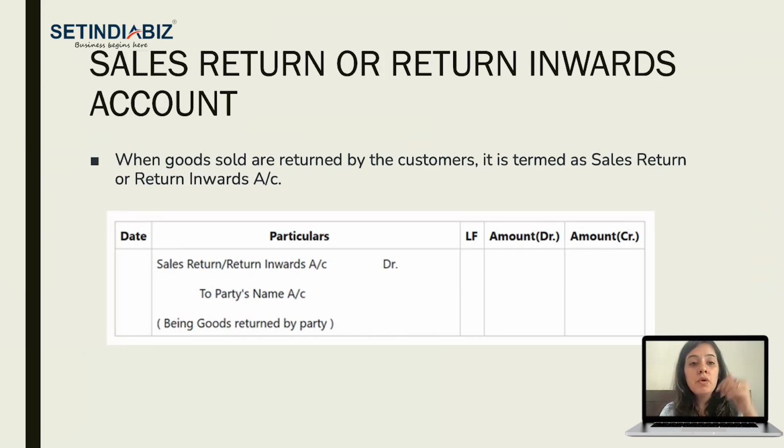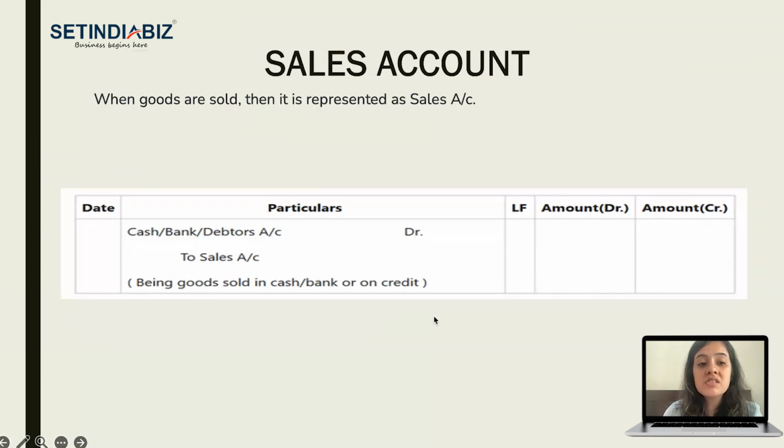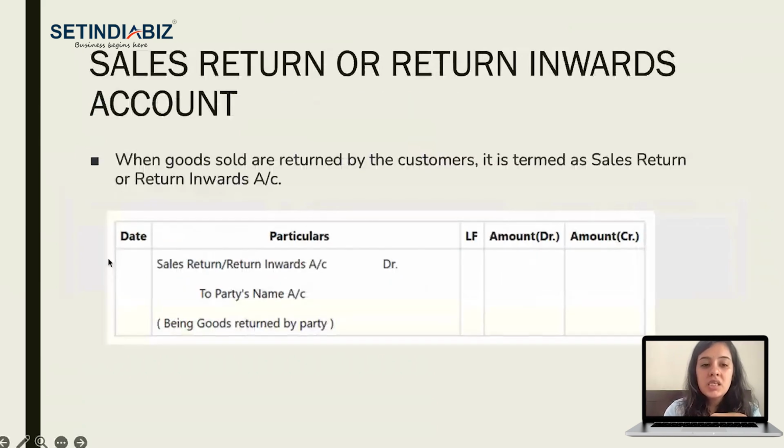So whenever we were having a sales transaction, it was like debtors account debited to sales. Now this entry will be reversed. Sales return or return inward account debited to debtors account, right? Sales return or return inward account debited to party's name. Party's name is the debtor. Why I'm saying debtor, because if we would have sold the goods on credit. If it was sold on cash, then also we will write the party's name only here, right?